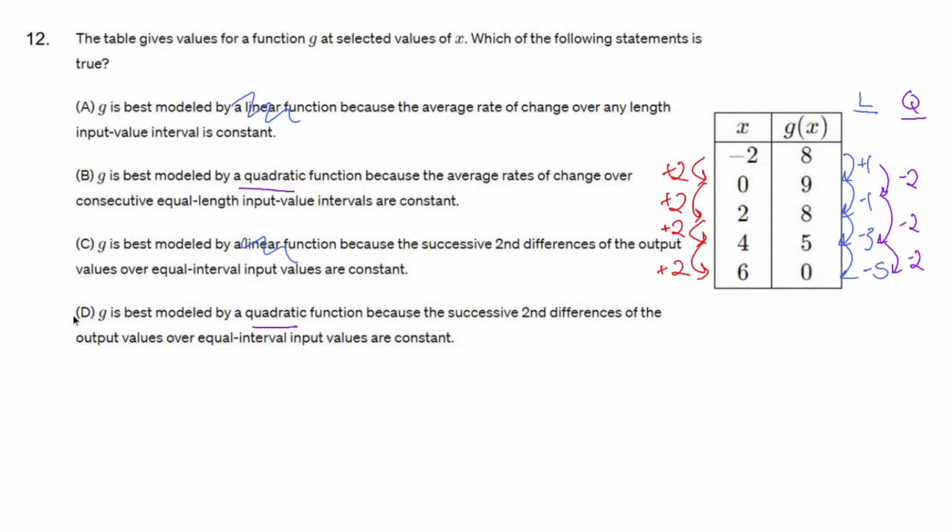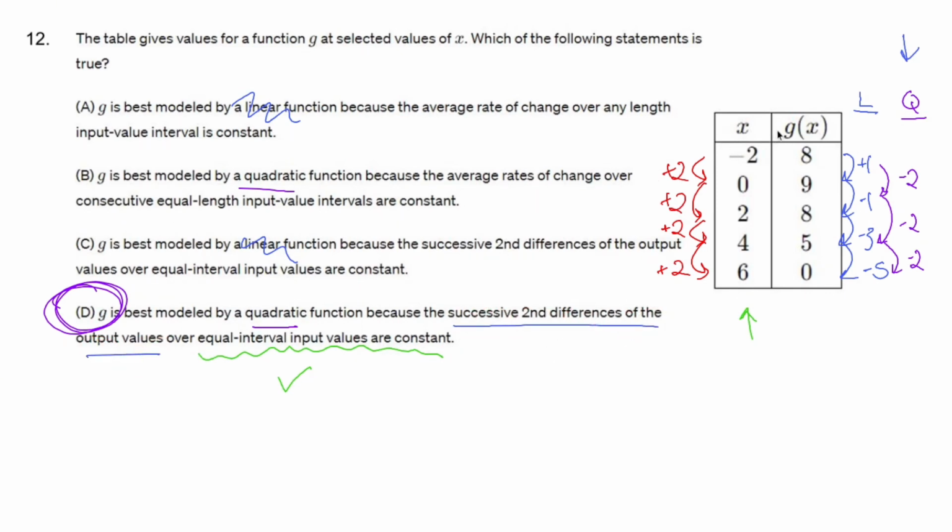Now, it's D, but if you're looking at two phrases that you don't like, here's phrase number 1: equal interval input values. That is these guys. Since these guys change by the same exact amount, or the same number is added every single time, that is the definition of equal interval input values. And that's constant. Thing number 2 that we care about is the successive second differences of the output values.